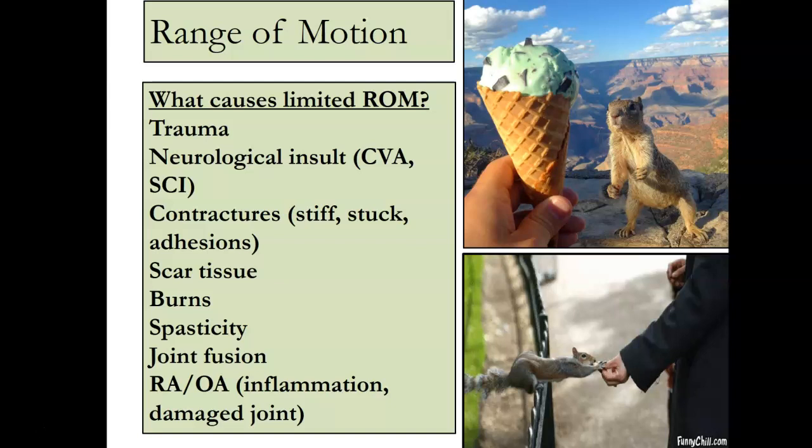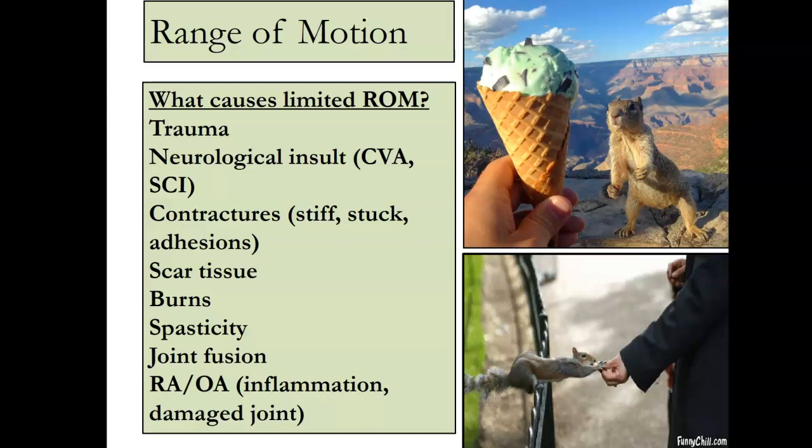Scar tissue, somebody had an injury, classically a burn injury. The joint, the tissue gets constricted, it tightens up, binds up. As a therapist, sometimes you're trying to work through those adhesions, through that scar tissue, to get their motion back. We talked about burns.